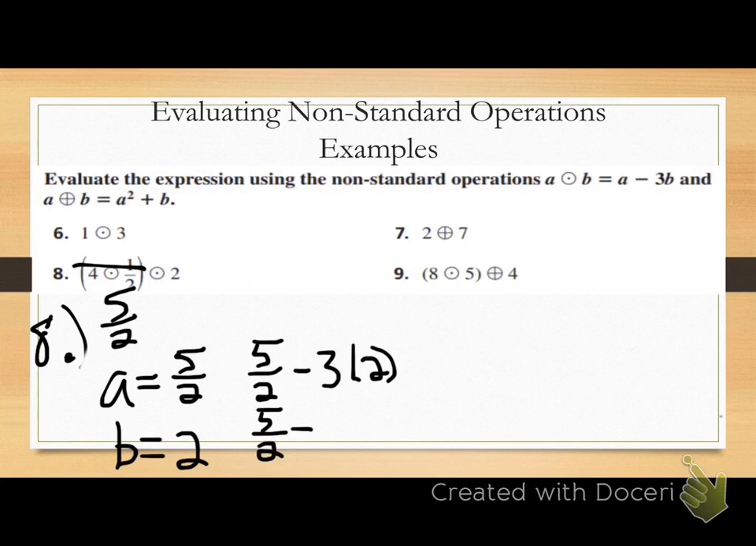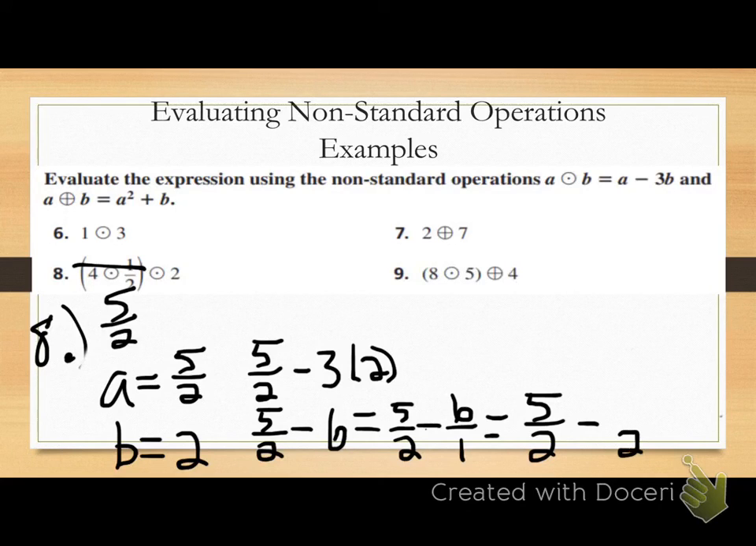What's 3 times 2? Negative 6. Do they have the same denominator? No, they don't. What would be a good denominator again? 2. I would multiply 1 by what to get to 2? 2. So whatever I do to the bottom, I have to do to the top. So I'm multiplying 6 by 2, which is 12.